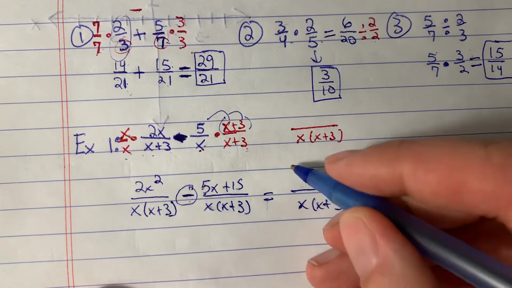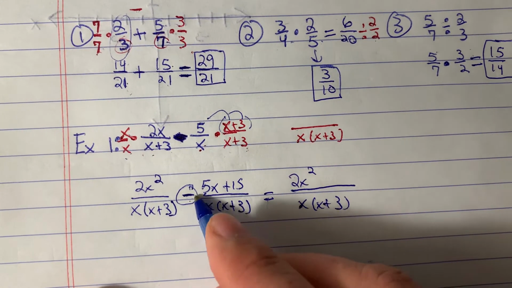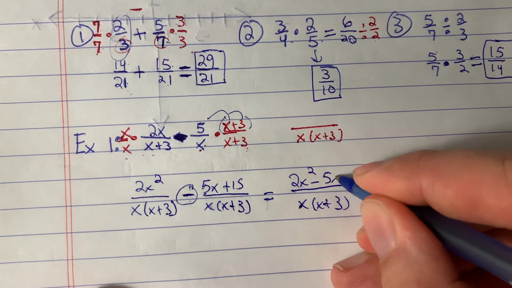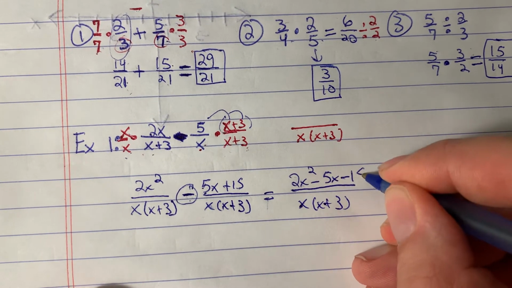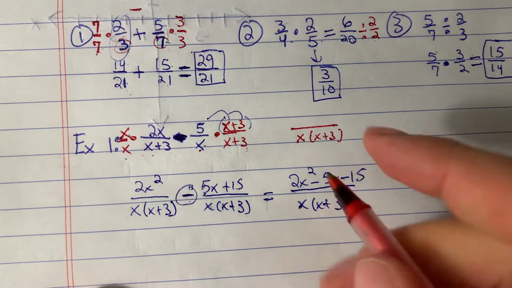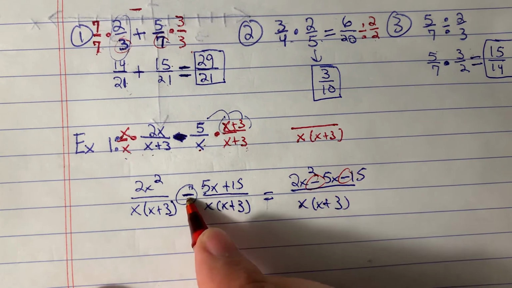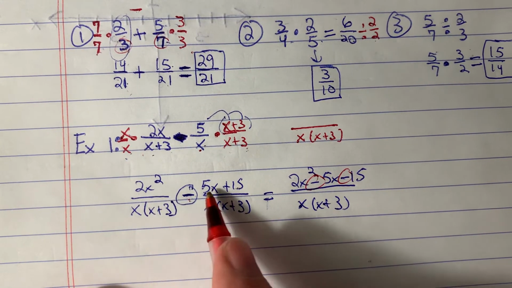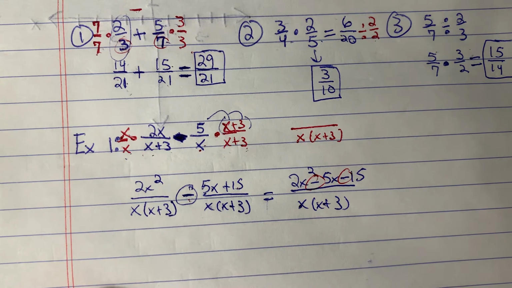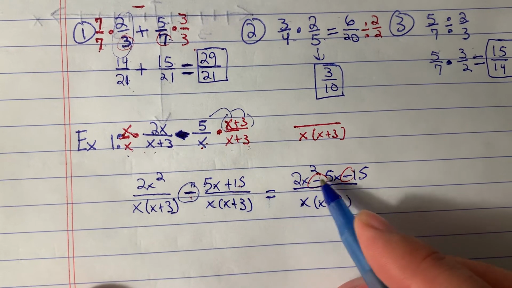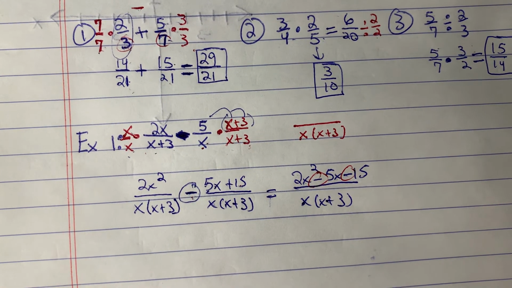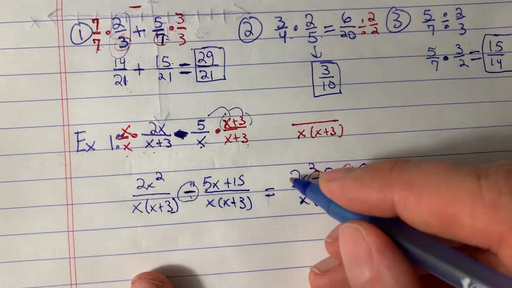So we have 2x squared minus 5x minus 15. Notice that both of these signs are minus signs because that minus subtracted both of these. If there had been any like terms, I would have combined them. But in this case, x squared, x, and constants are not like terms. And so this is my answer.